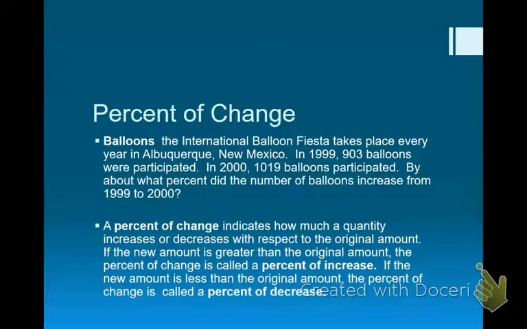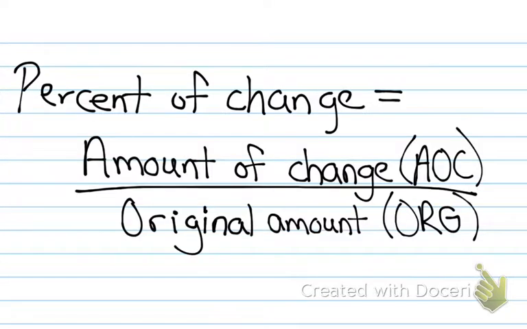We need to know the formula. The formula for percent of change is the amount of change, which we call the AOC, divided by the original amount, which we call the ORG. What you see in parentheses is what I expect you to write at the beginning of every homework problem tonight: the AOC over ORG. Then we'll make our substitutions and convert that to a percentage.